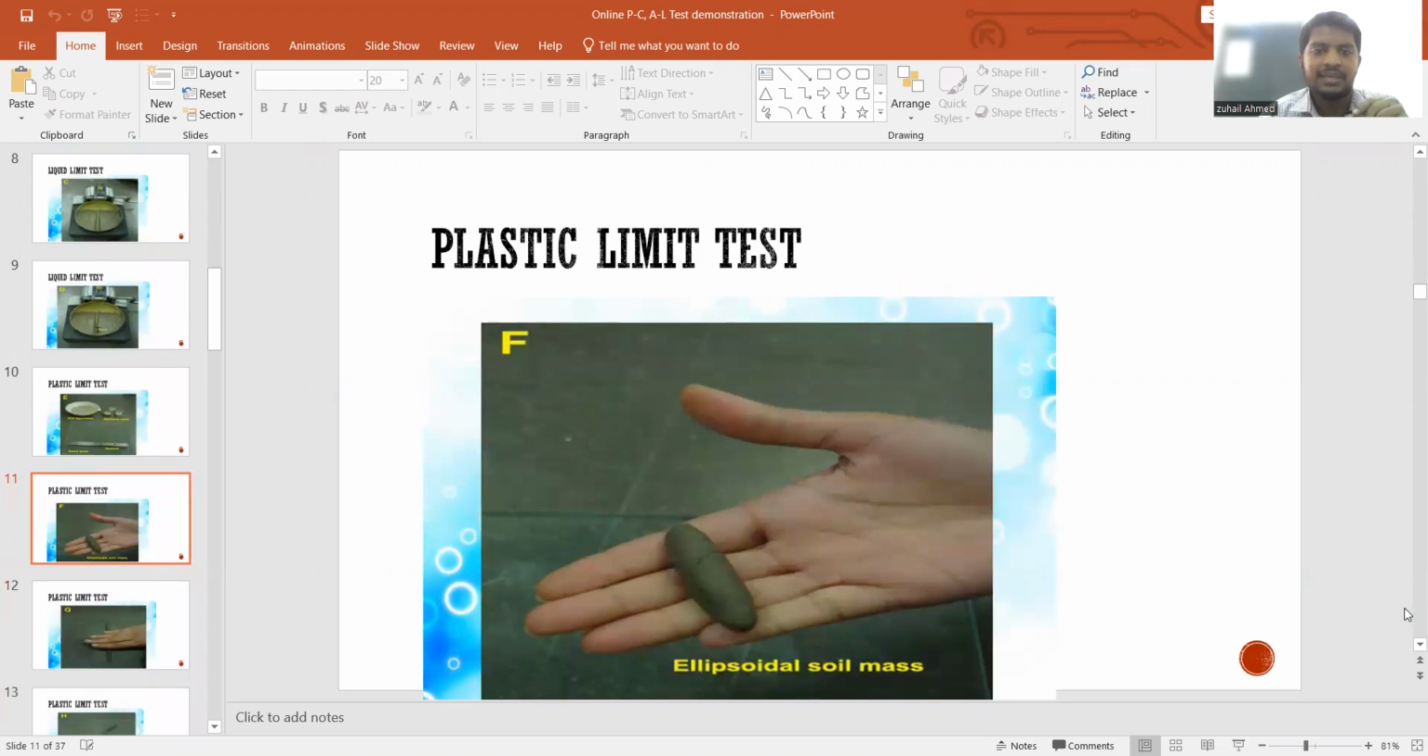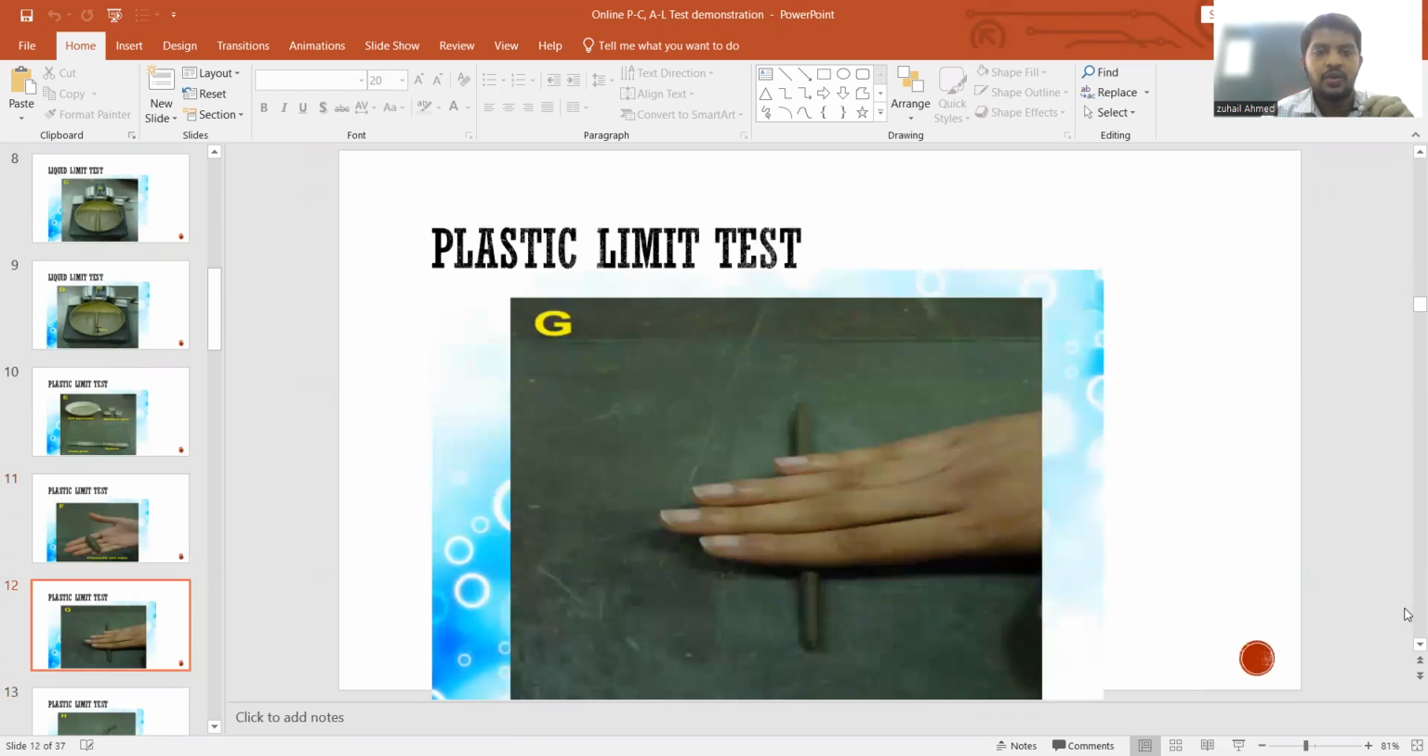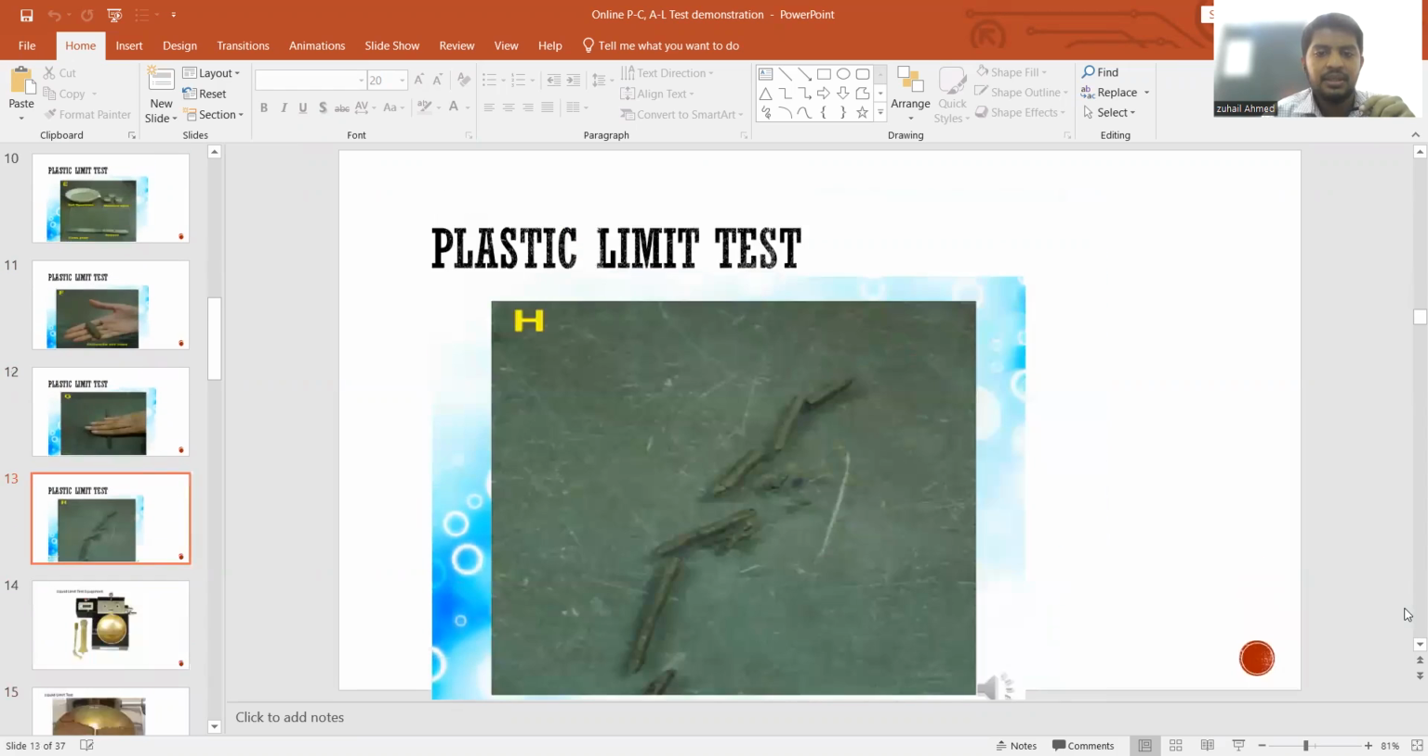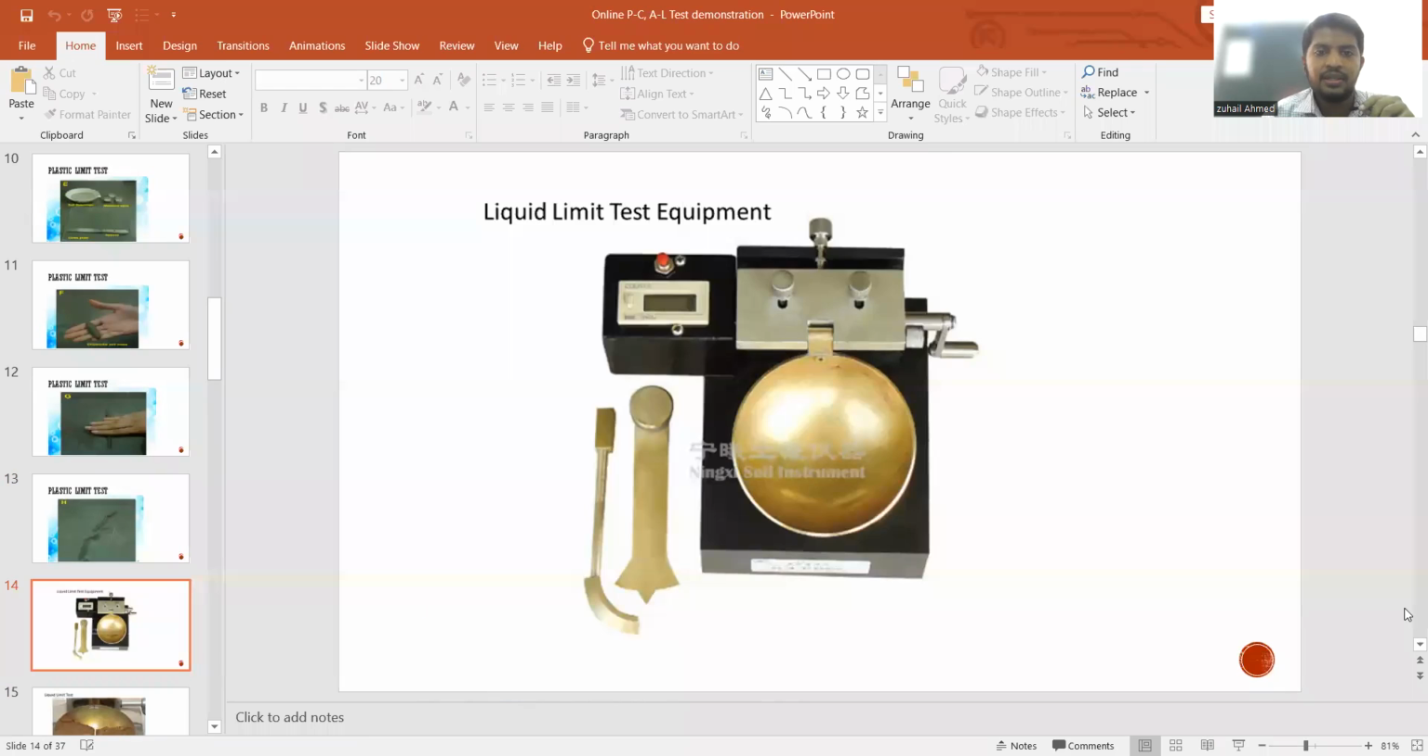For the plastic limit test, you first prepare an ellipsoidal soil mass, and after that you roll it like this until it crumbles. The thickness of a crumbled thread should be 3 millimeter, compared to the standard 3 millimeter rod.